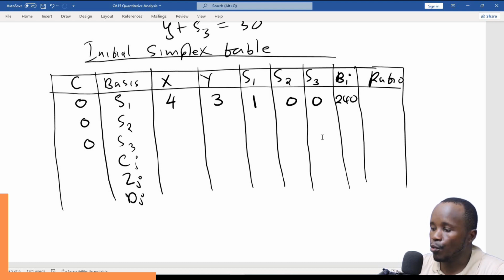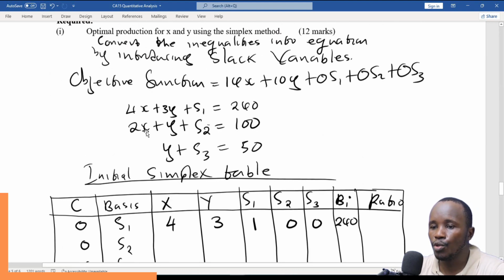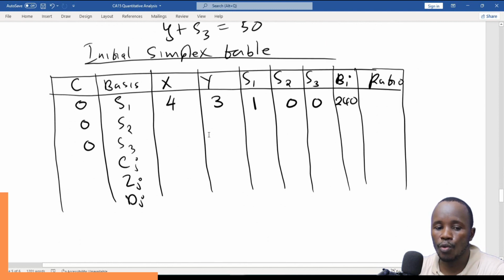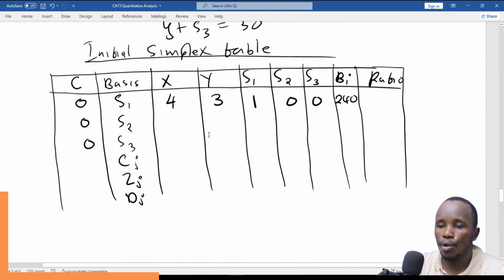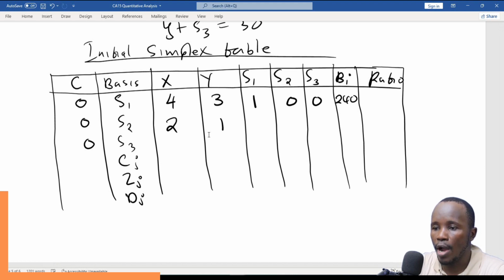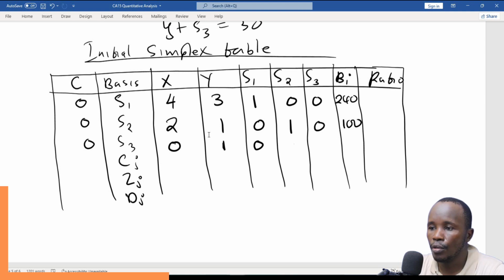For S2, I'm just copying the equations as they appear here. This is 2, 1, then 0, 1, 0, and the value is 100. And finally, here we don't have x, so it's 0. We have y as 1, and then we have no S1, no S2, S3 is 1, and the total is 50.